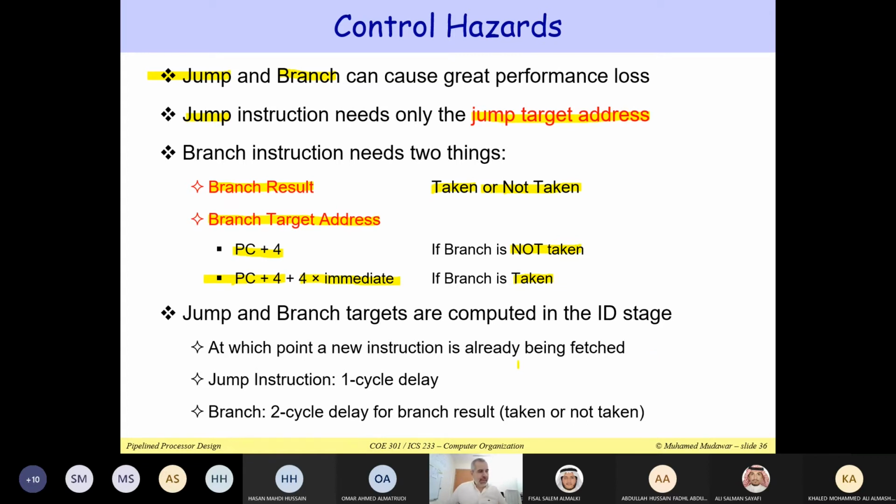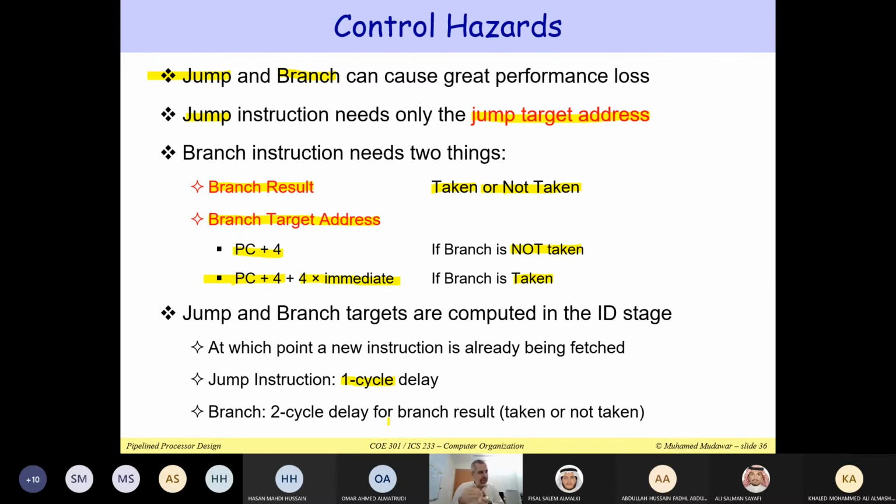Because of pipelining, the jump instruction has a delay of 1 cycle. This delay is created because we decode the instruction in the second stage of the pipeline. We have to fetch it first, and then in the next cycle, in the second stage, we decode the instruction and know that it is a jump. By the time we have updated the PC, we have already fetched the next instruction from the instruction memory. So that's the 1 cycle delay.